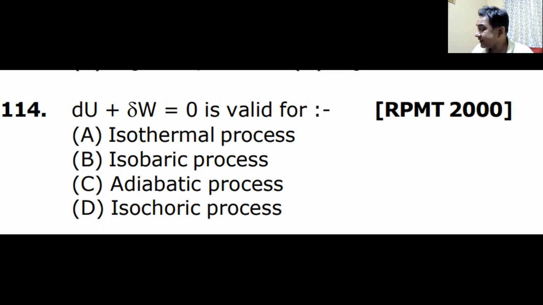Redemption. And the answer is here: delta U plus delta W is delta Q. Delta Q is 0. That means the process has to be adiabatic. Yes or no?